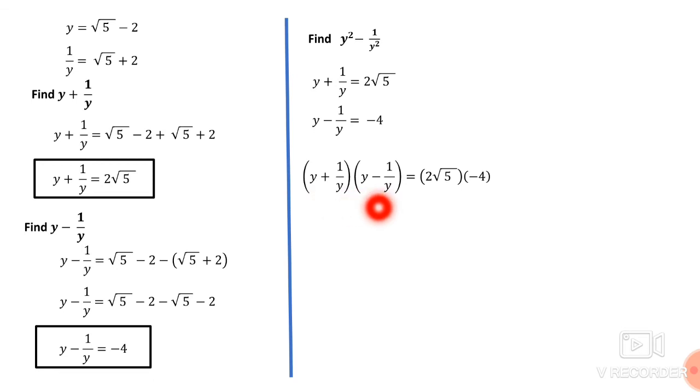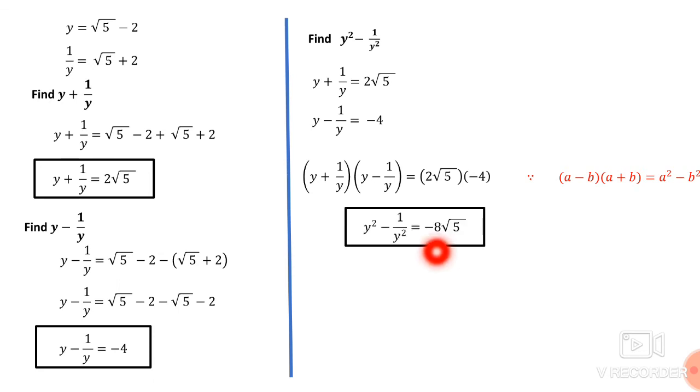We will multiply both of them. y plus 1 upon y multiplied by y minus 1 upon y equals 2 root 5 multiplied by minus 4. Minus 4 and 2 multiplied together give minus 8 root 5 on the right side. On the left side, we will apply the formula a minus b times a plus b equals a square minus b square. In place of a, we will write y, and in place of b, we will write 1 upon y. So our left hand side will be y square minus 1 upon y square. This is how we will find the value of y square minus 1 upon y square.